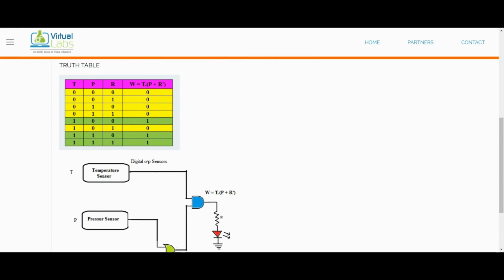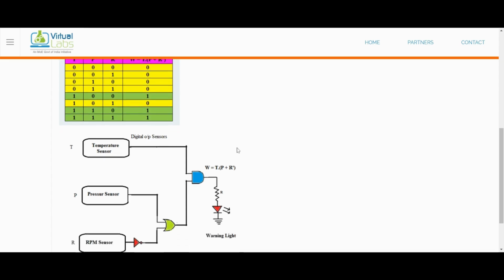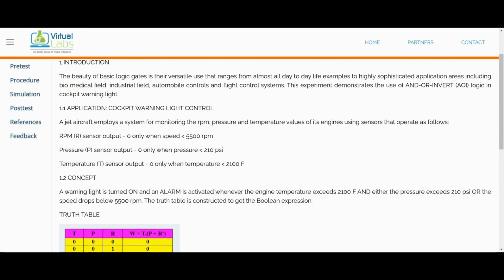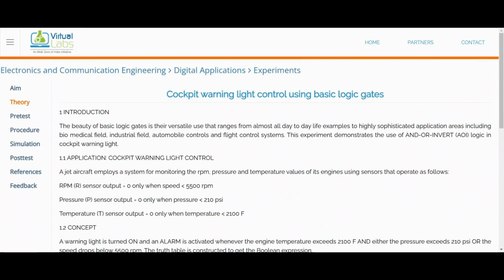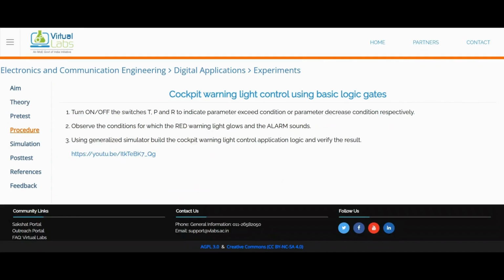And the logic concept is that the warning light turns on when temperature is high and either pressure is high or RPM is too low. So this is the logic expression from which the warning light is determined. And next we'll see about the procedure.